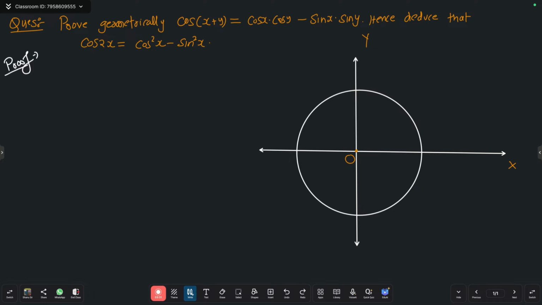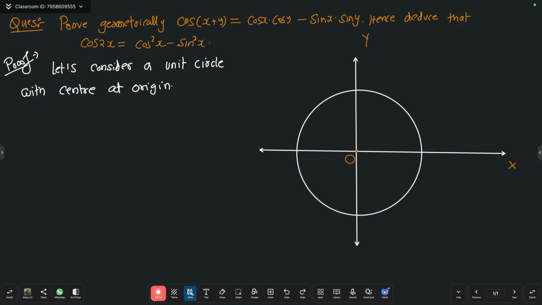So whatever figure I make, I will write in words. So I will write, let's consider a unit circle. Unit circle means a circle whose radius is 1 unit. Consider a unit circle with center at origin.